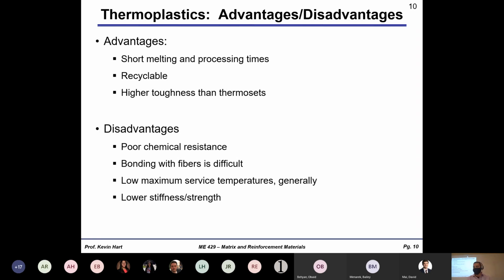All right. Bonding with the fibers is difficult. There are typically no free reactive groups in thermoplastic materials that are available to react with the surface of a fiber. Meaning you're not going to have a lot of chemical reactions between a thermoplastic and a fiber. It just doesn't happen very often. So generally bonding with that fiber can be a problem. And if you're talking about load sharing to the fibers, that can be interrupted if you have a thermoplastic material. Lower maximum service temperature and lower strength and stiffness generally than thermosets. So there you go. Some differences in your polymer matrices.